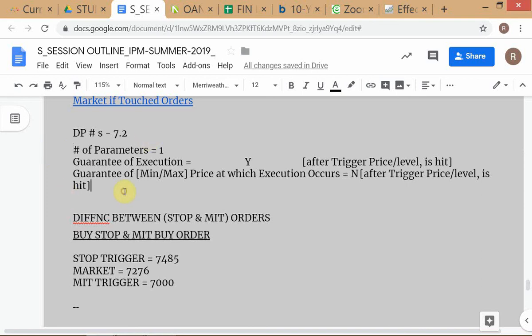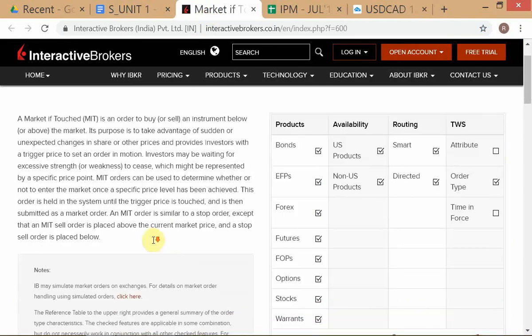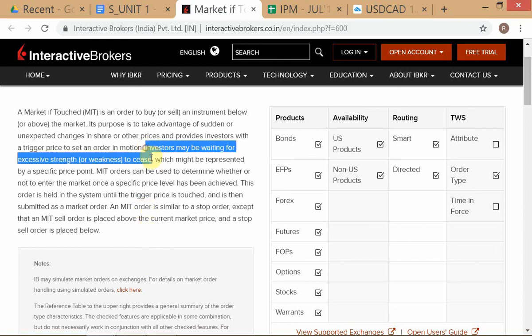So what do we have in a market if touched order? Actually, I should have had my TWS open. But let's try and understand. It's a slightly complicated order. Just read this and see what you understand. It's based on a very specific view. So understand that all orders are based on views. That also you should be clear about.